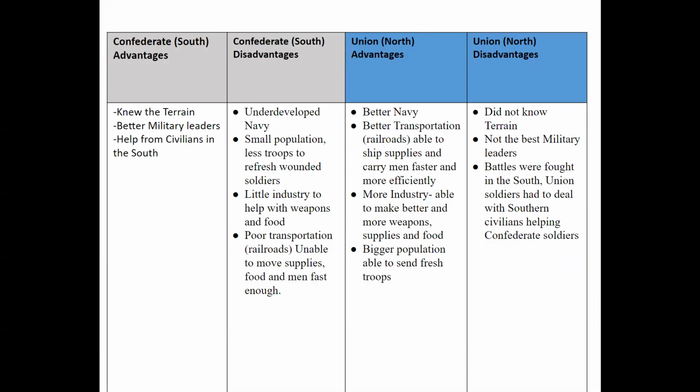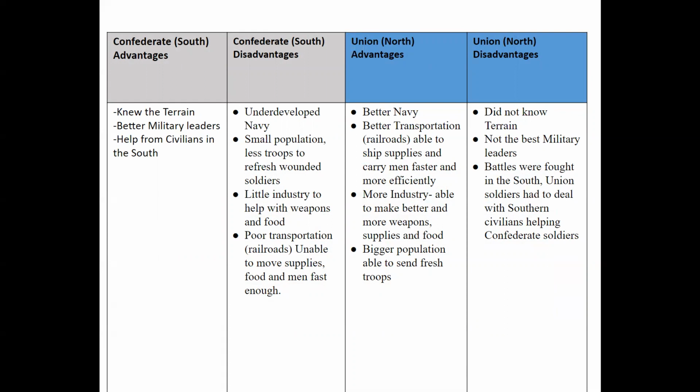The North had a way better Navy that was able to execute blockades around the coast. They had better transportation with railroads, which was able to ship supplies, carry men faster and more efficiently, as well as send food, which is a big, important thing. The North also had more industries, and they were able to make better and more weapons at the time, as well as make supplies and food. So this was a huge advantage for the North.